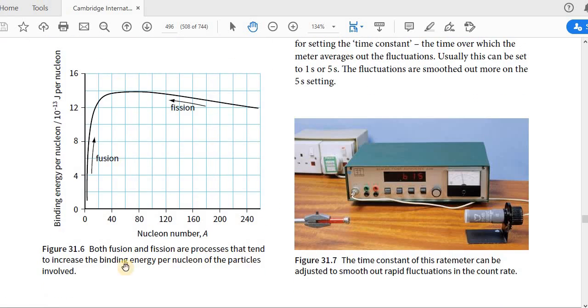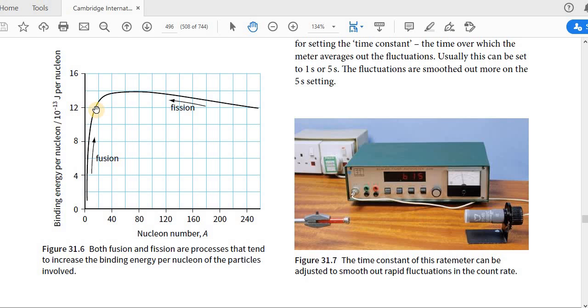Both fusion and fission are processes that tend to increase the binding energy per nucleon of the particles involved. So now you can see when fusion occurs, what happens? The nucleus becomes bigger, right? Rather, not bigger, the nucleon number increases. So you have to be very careful with the words also. If you say bigger, some mark schemes won't accept that. You have to say the nucleon number increases.